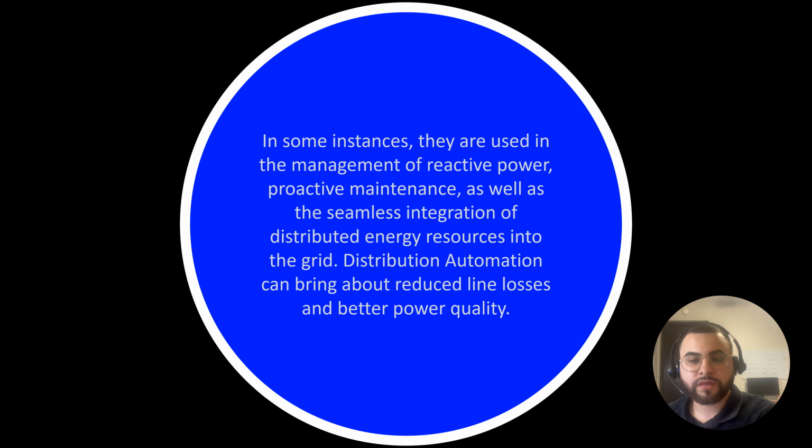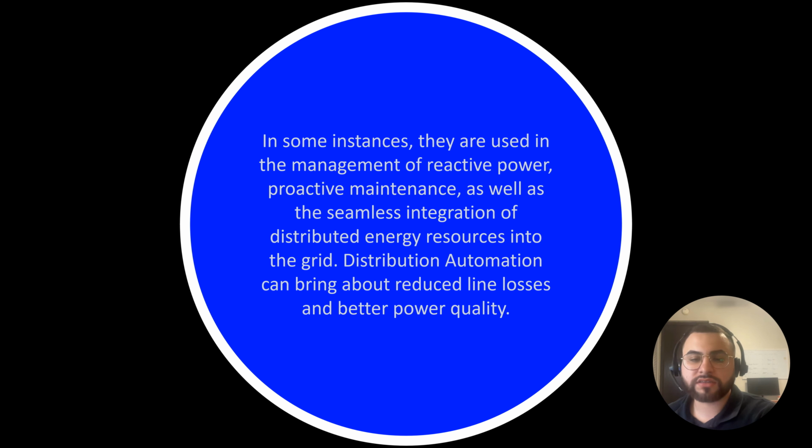Reduced line losses. Effective energy transfer: through automated fault detection, load balancing, and optimizing power flow, distribution automation contributes to reduced line losses. This not only improves the overall efficiency of energy transfer but also minimizes waste within the distribution network. Improved power quality.